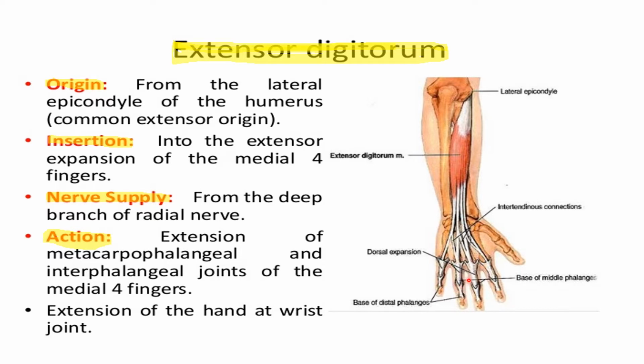The nerve supply is the deep branch of the radial nerve, and action is extension of the metacarpophalangeal and interphalangeal joints of the medial four fingers. These are the carpal bones, these are the metacarpal bones, and these are the phalanges. The joint between the metacarpal and phalanx is the metacarpophalangeal joint, and between the phalanges the joint is interphalangeal. So it causes extension of these joints of the medial four fingers and extension of the hand at the wrist joint.